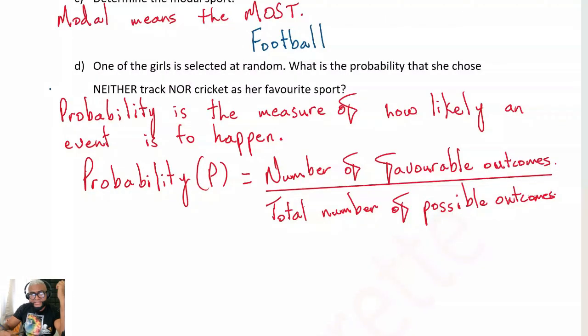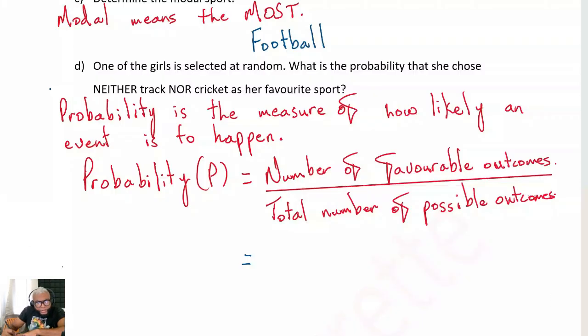Favorable outcomes in this case would be the girls doing track or cricket, right? So we actually have to add those two to find out how many girls. What is the probability that she chose neither track nor cricket as her favorite sport? Y'all finished writing?